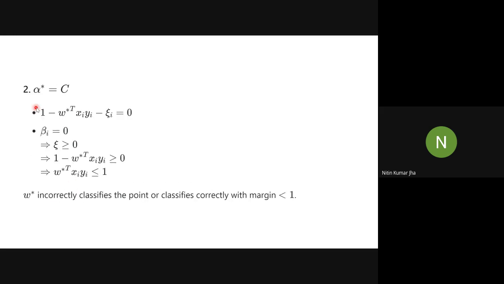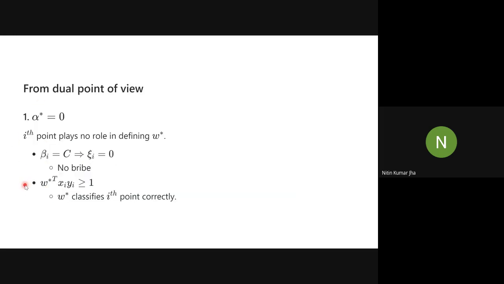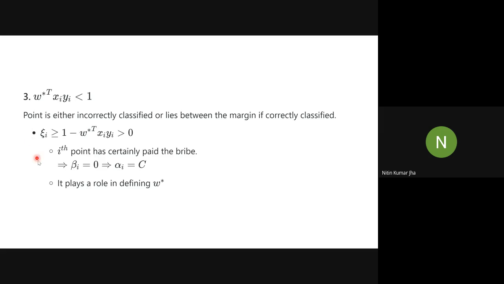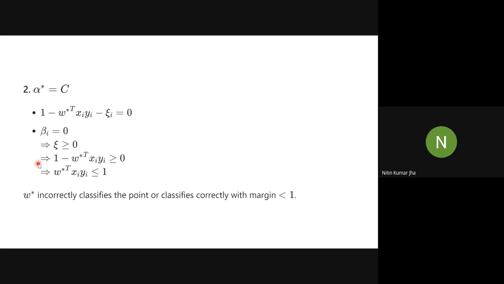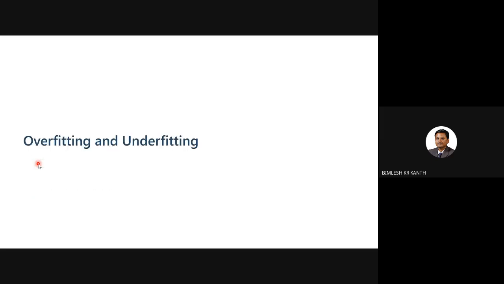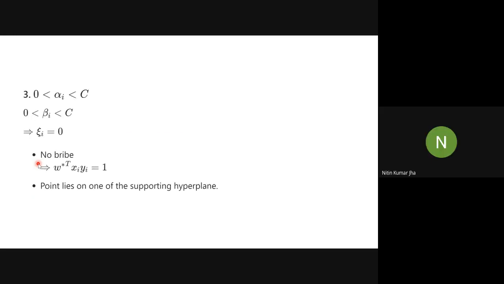Don't be confused about whether alpha equal to C then this is happening, and if this is happening then this is true. If you are confused about these things, I recommend you go through those slides and write down all these things by yourself and look at what's happening. If you know the position of the point, then based on those three conditions, the complementary conditions and the constraints, you can derive all these things. No need to learn all these things by heart, just the intuitions and the ideas. You should have ideas what's happening out there, right? Okay. So this is all about soft margin SVM.